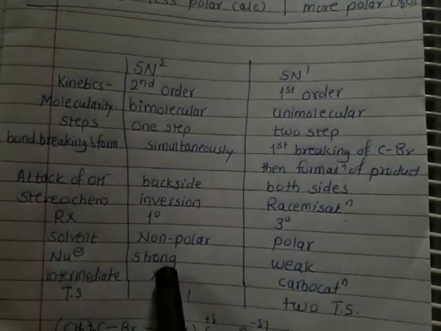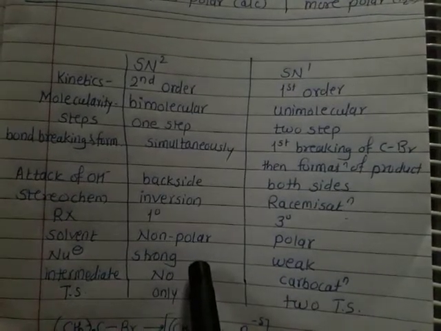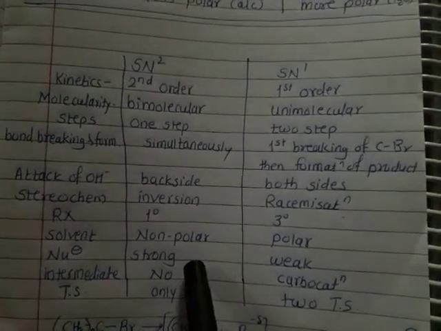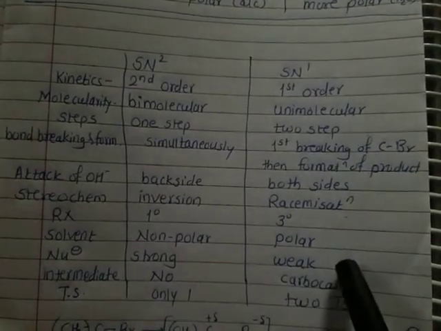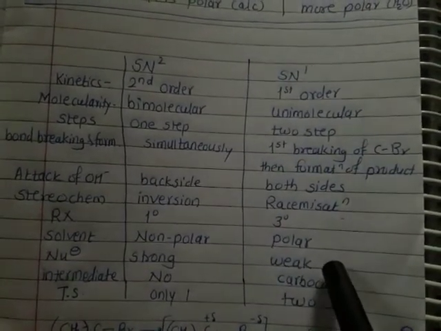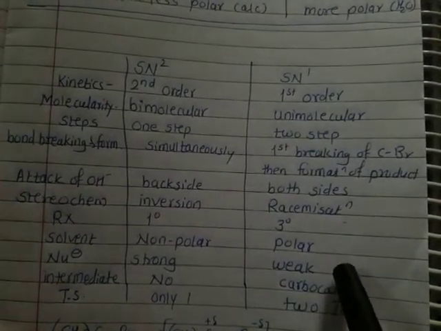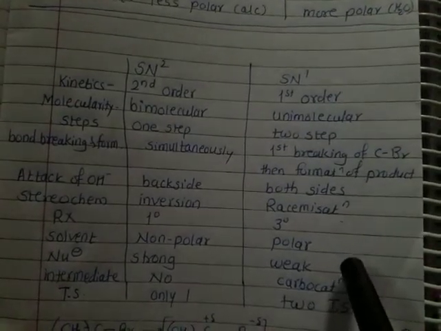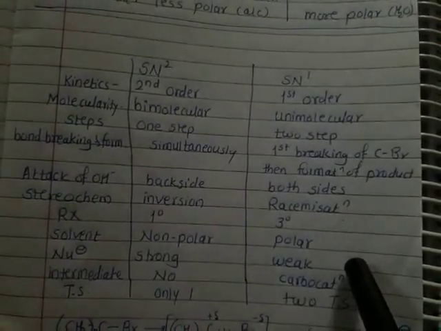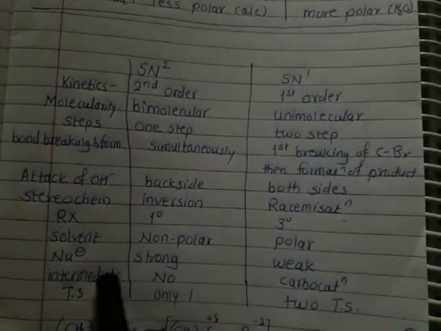Nucleophile: SN2 reaction rate depends upon the nucleophile, so a strong nucleophile is required for SN2 reaction and a weak nucleophile is required for SN1 reaction, because the rate of SN1 reaction does not depend upon the OH minus ion concentration. The rate of SN1 reaction is independent of the concentration of the nucleophile. So a weak nucleophile causes SN1 reaction.